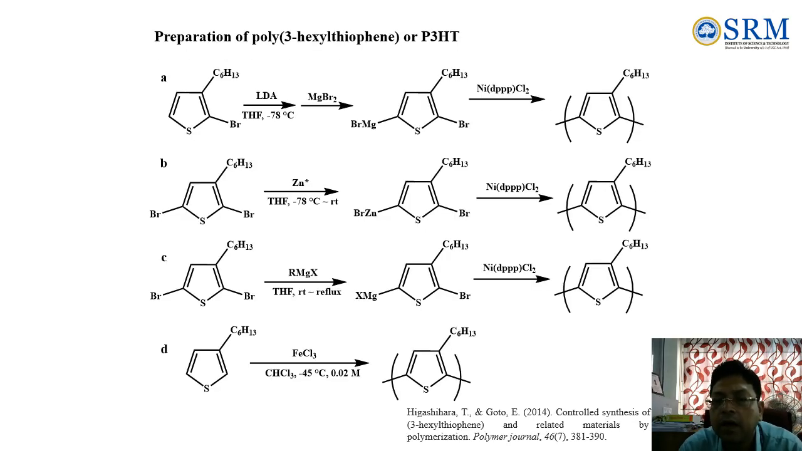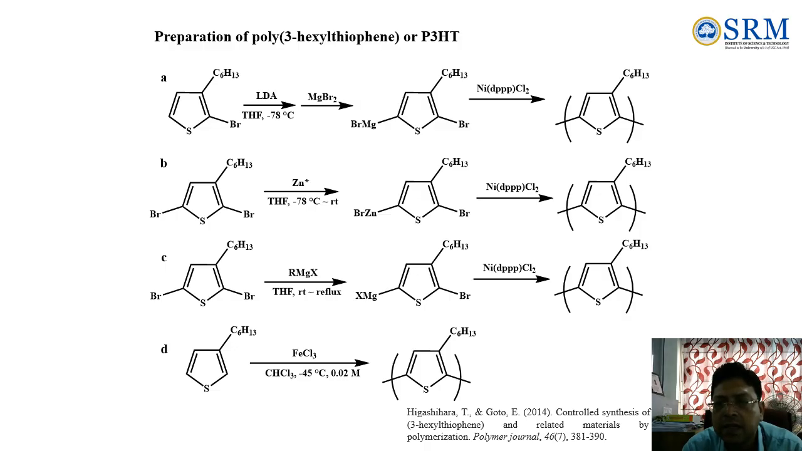Now we'll see the preparation of poly 3-hexyl thiophene. What are the synthetic methods for the preparation of poly 3-hexyl thiophene? There are several synthetic methods starting from the halogen substituted monomer. The main preparation techniques involve the nickel catalyzed cross coupling reaction in presence of Grignard reagent, starting from the halogen substituted monomeric unit.